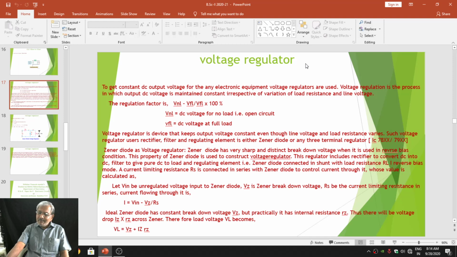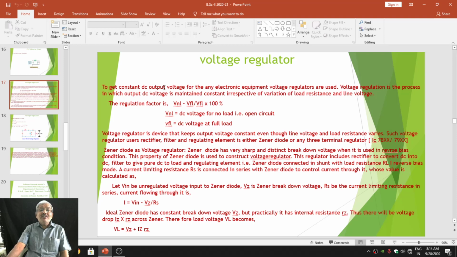If you combine a rectifier, filter and voltage regulator together, the device so designed is called a power supply unit of required magnitude to be used for a particular instrument. Friends, we are going to study details regarding the voltage regulator.